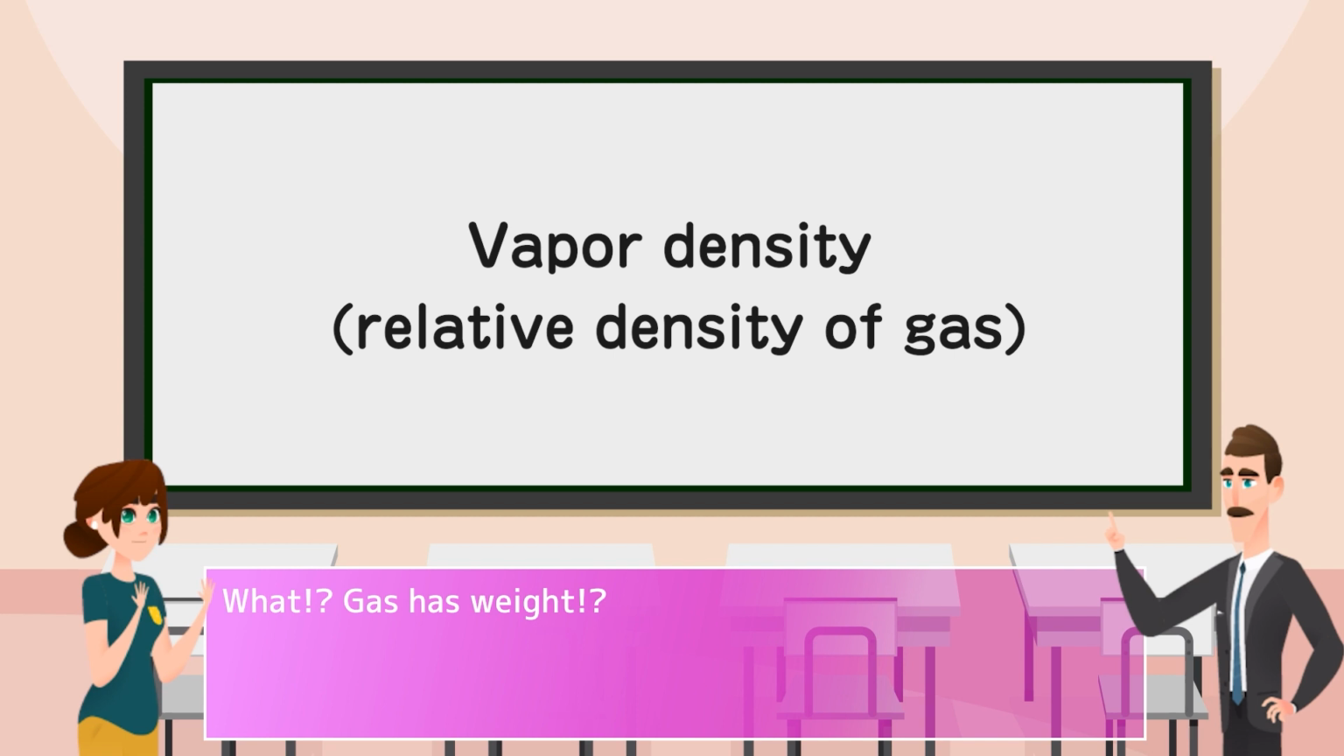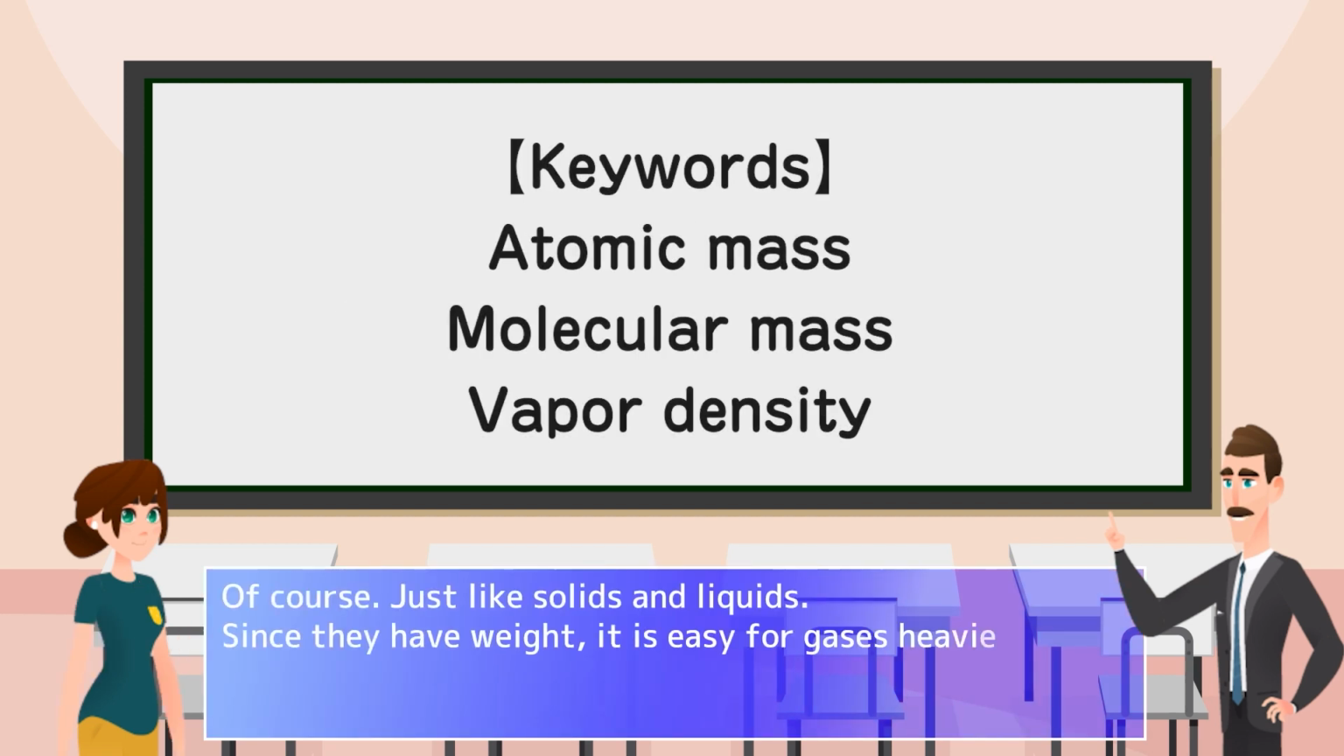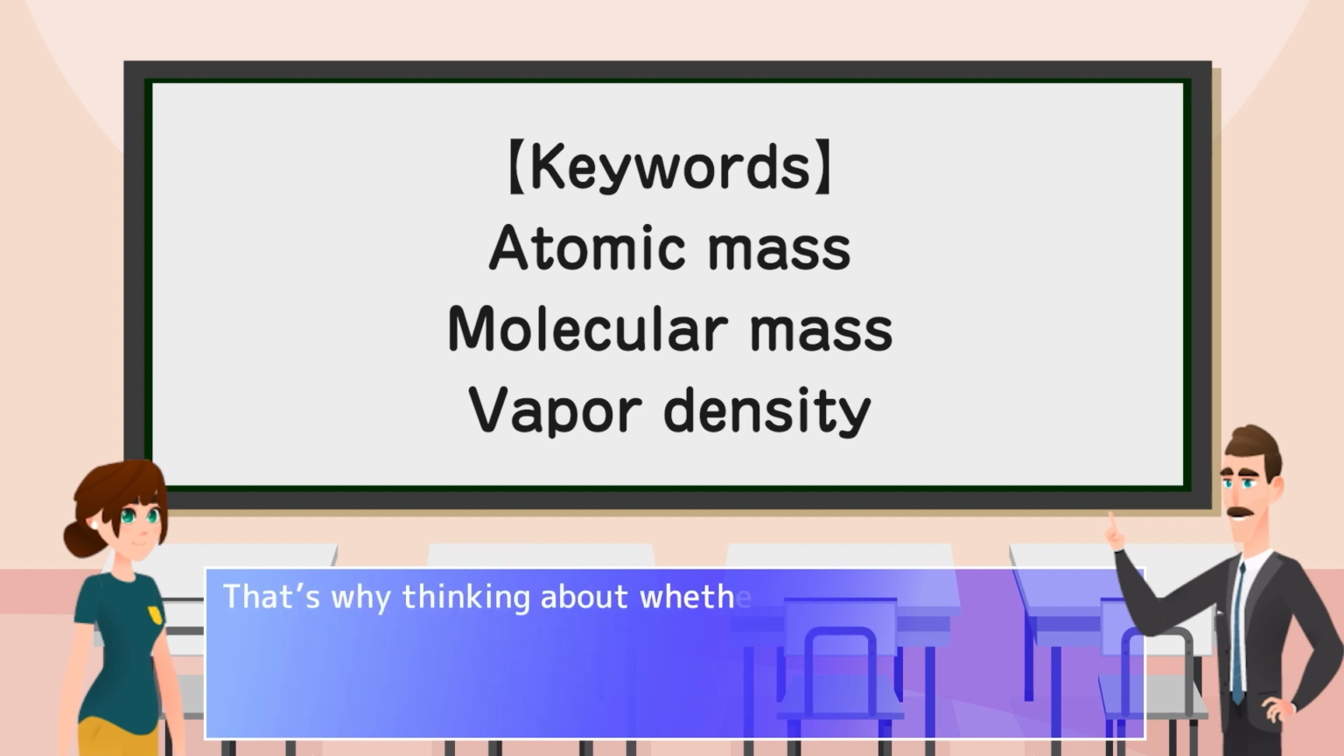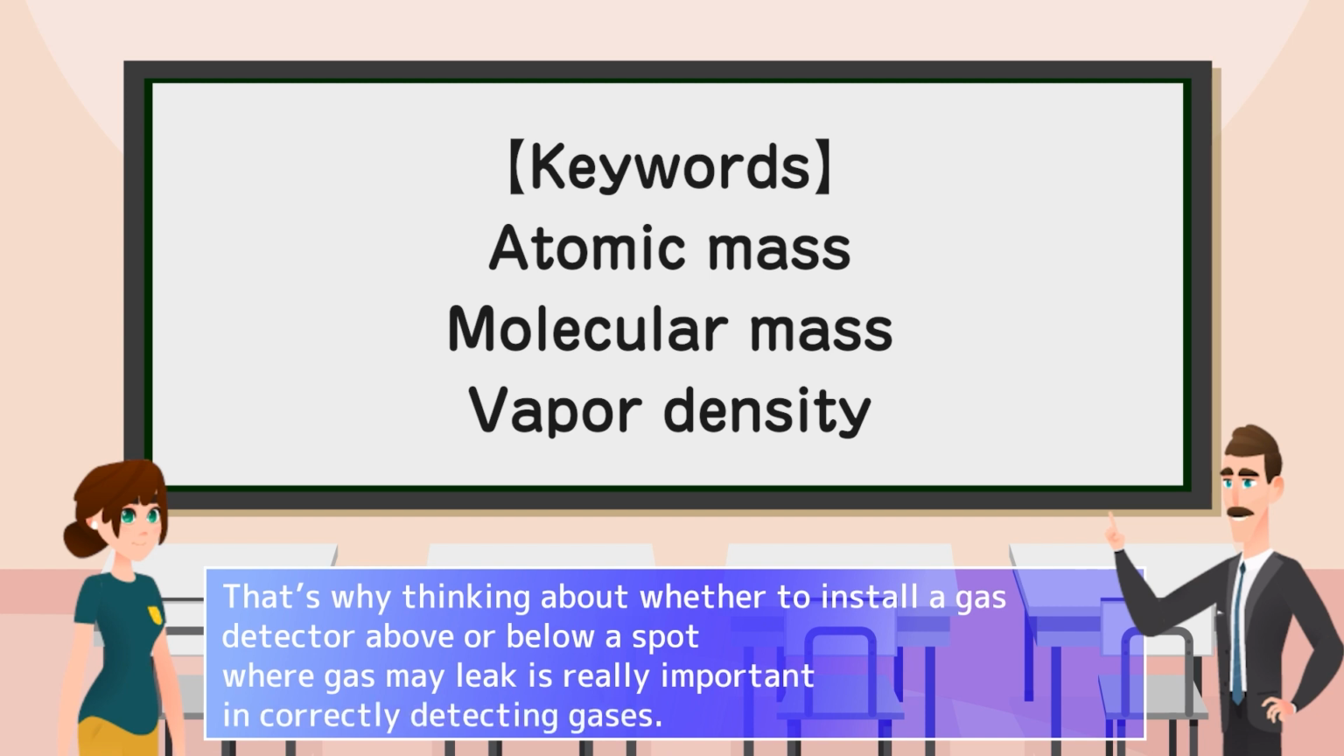What? Gas has weight? Of course, just like solids and liquids. Since they have weight, it is easy for gases heavier than air to build up in lower areas, and for lighter gases, they build up above. That's why thinking about whether to install a gas detector above or below a spot where gas may leak is really important in correctly detecting gases.